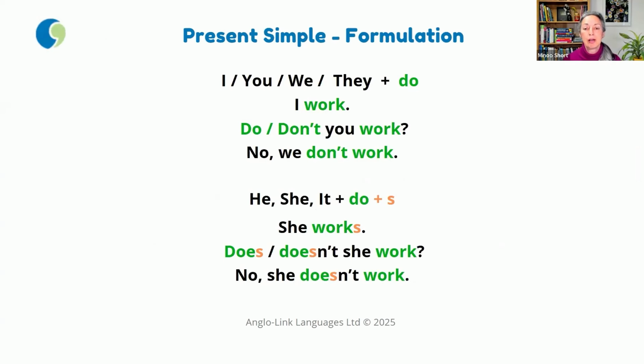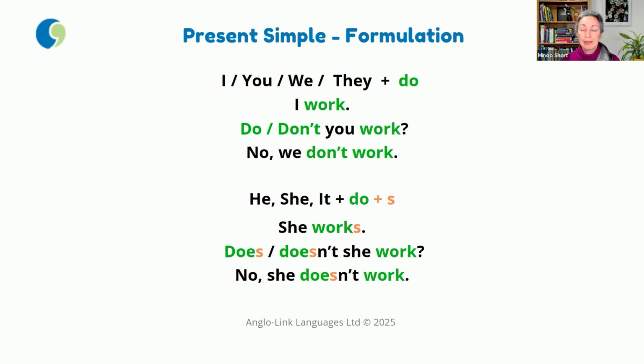As you know, it's I, you, we, they, plus the base verb, do, I work, and the help verb you need to make your questions and negative sentences are do and don't. So do or don't you work? No, we don't work.